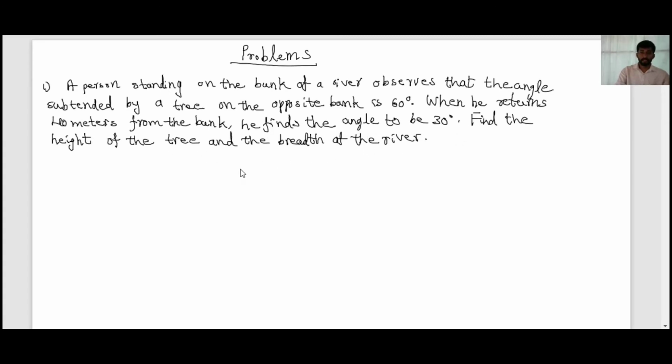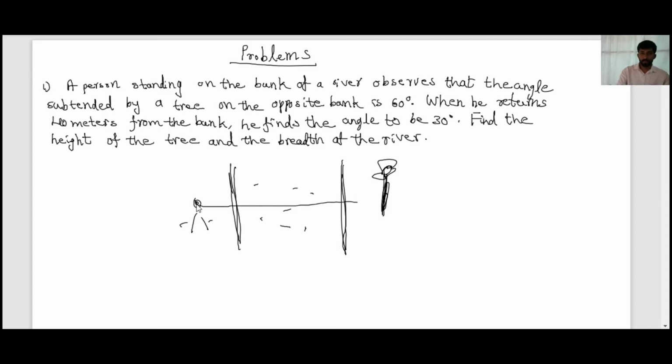See, the given question is, suppose here a river is there. This is a river. Here is the bank of the river, and there is another side of the river. Suppose, assume that a person is standing here. So one person is standing here, then he observes a tree on the opposite side of the bank. Assume that here one tree is there. Now see, this is our reference line, with respect to this line, drawn from the eye of the person.